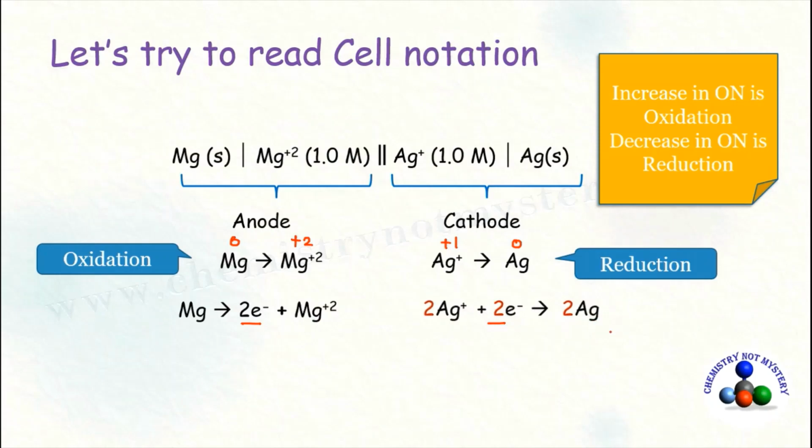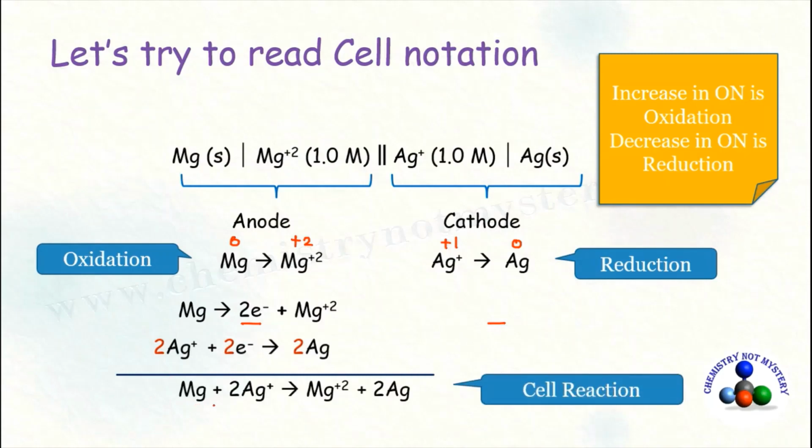Now add both the reactions. On adding both the reactions, you will get Mg plus 2Ag+ gives Mg2+ plus 2Ag. This is the complete cell reaction that we have derived from the cell notation. Concentration of electrolyte used in anode is 1 molar and for cathode it is also 1 molar.